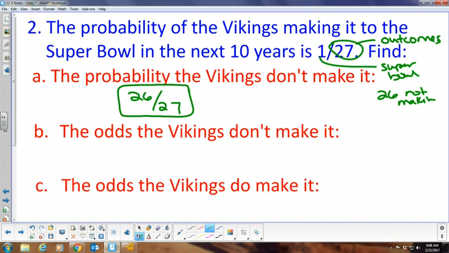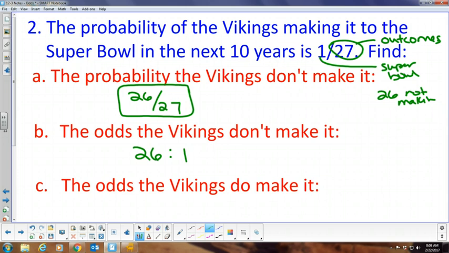So not any work to show on these. These will go quick. The odds the Vikings don't make it. So odds against. We're going to say not making it to making it. So not making it is 26, and making it is 1.